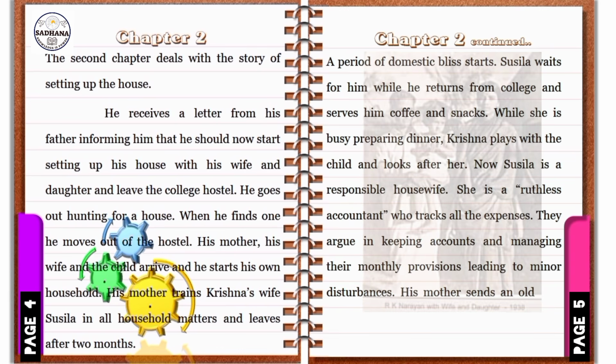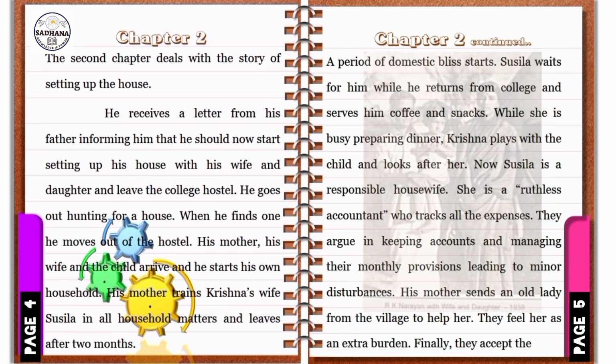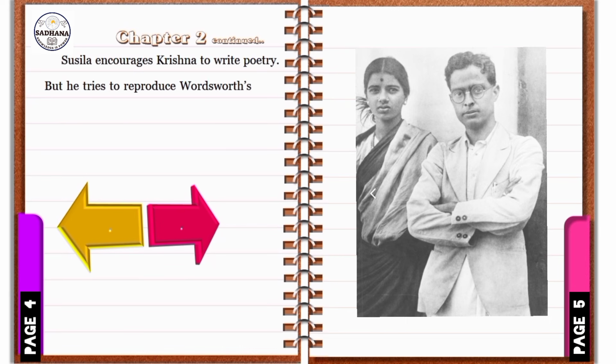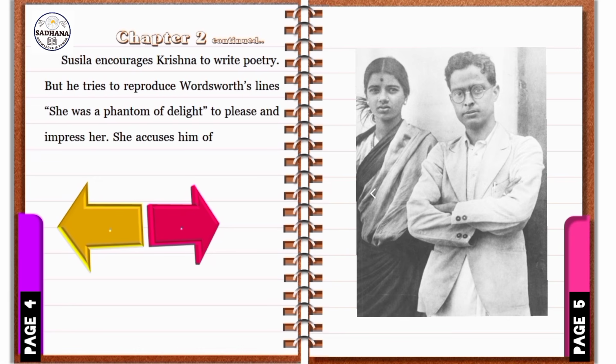His mother sends an old lady from the village to help her. They feel her as an extra burden. Finally, they accept the lady. Sushila encourages Krishna to write poetry. But he tries to reproduce Wordsworth's lines, "She was a phantom of delight," to please and impress her. She accuses him of copying and urges him to be original.